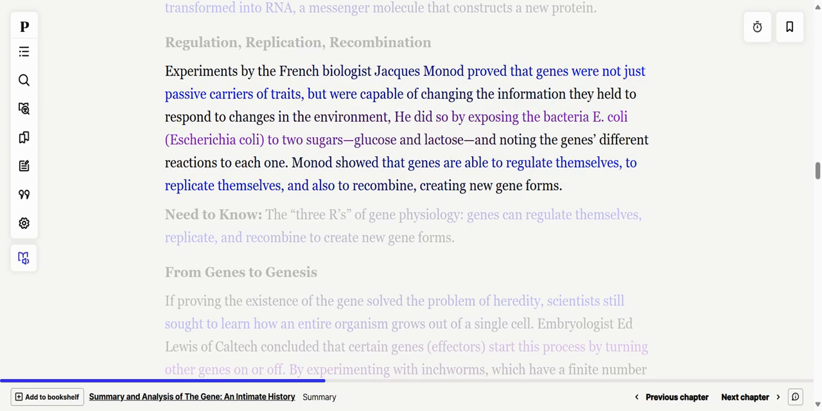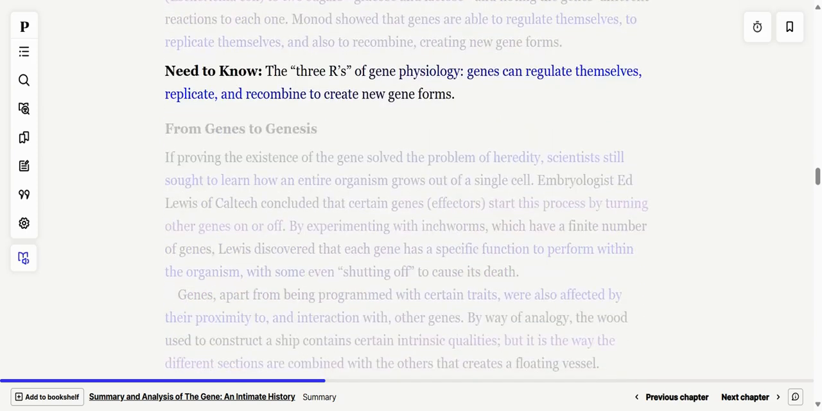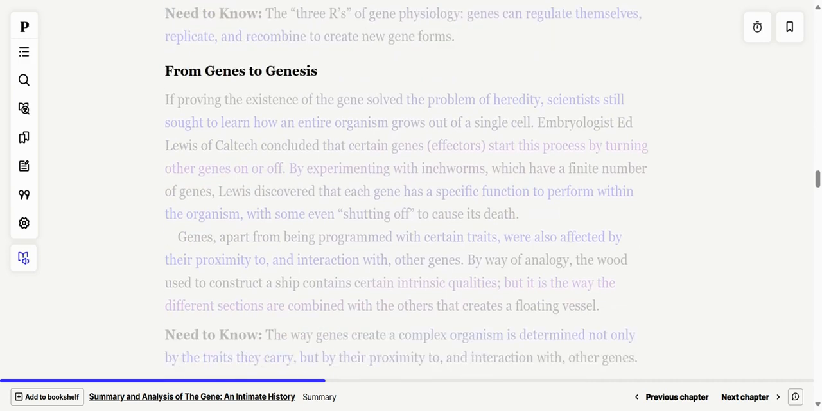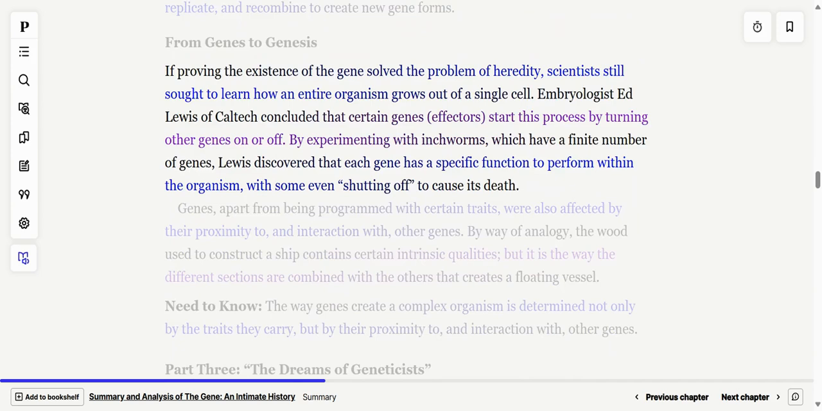Embryologist Ed Lewis of Caltech concluded that certain genes, effectors, start this process by turning other genes on or off. By experimenting with inchworms, which have a finite number of genes, Lewis discovered that each gene has a specific function to perform within the organism, with some even shutting off to cause its death. Genes, apart from being programmed with certain traits, were also affected by their proximity to, and interaction with, other genes.